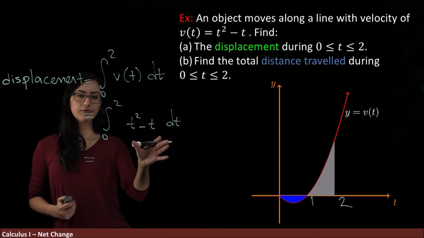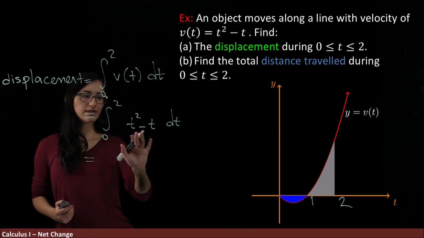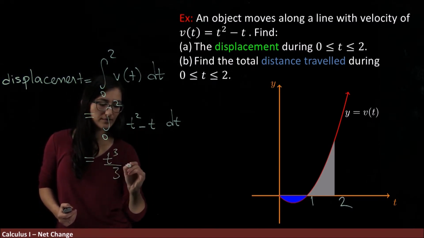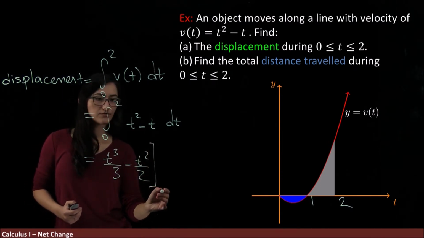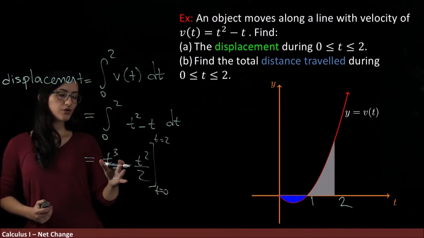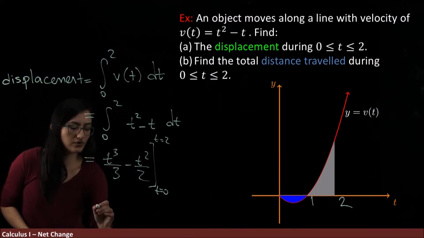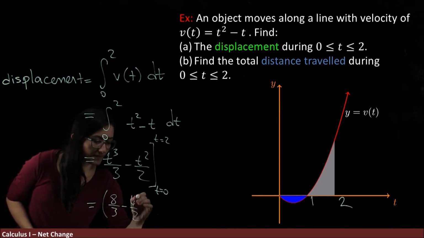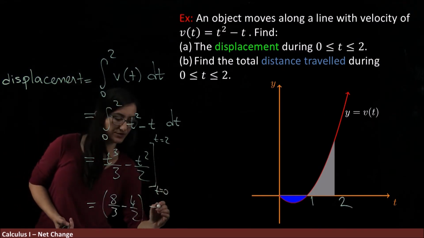By the fundamental theorem of calculus, we know how to calculate definite integrals now. So we just think about an antiderivative of t squared minus t. Let us say t cubed over 3 minus t squared over 2. And then we're just going to evaluate this from t equals 0 to t equals 2. So plug in 2, you should get 8 over 3 minus 4 over 2. And if we plug in 0, we're just going to get 0 minus 0, which is just going to be 0.